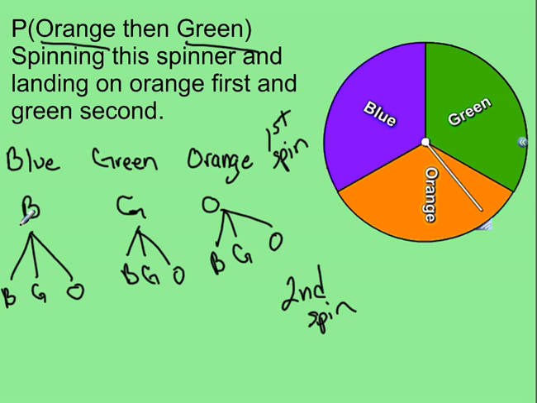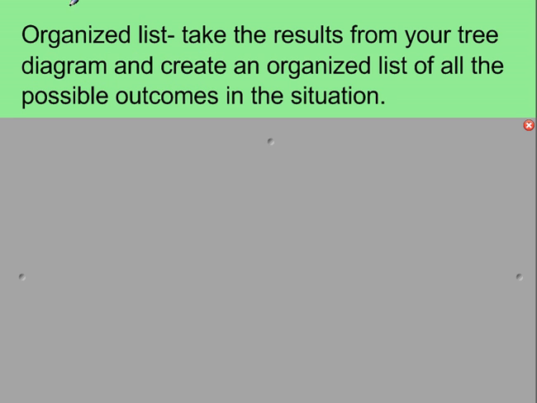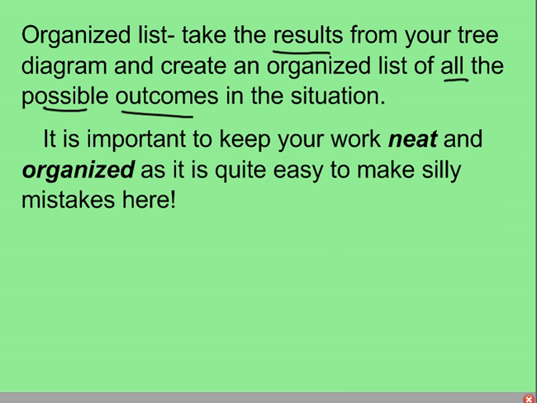So the first level is the first event. The second level is the second event, and you use these branches to connect the levels. So the next part of this is making an organized list, taking the results from your tree diagram and making an organized list to show all of the possible outcomes in the situation. It is extremely important to keep your work neat and organized, as it's really easy to make a silly mistake. It's really easy to miss one of your outcomes.